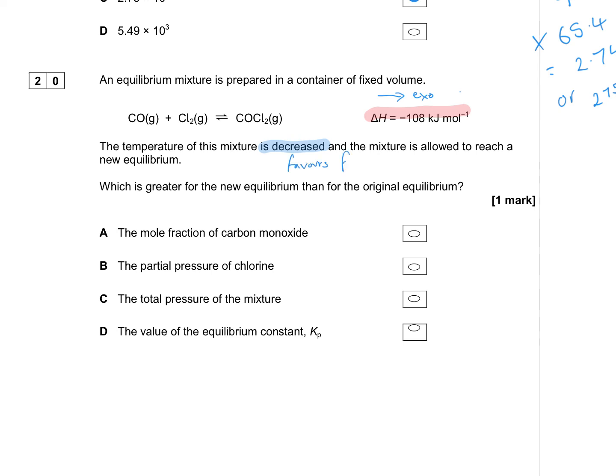if we decrease the temperature, it's going to favour the forwards reaction because it's exothermic. So then you're looking at which one of these would be greater if the forwards reaction's favoured. So we're not going to get an increased mole fraction of carbon dioxide or the partial pressure of chlorine, and the total pressure of the mixture isn't going to be greater, but the value of the equilibrium constant, Kp, would be greater. Now this is because the equilibrium constant is the concentration of the products divided by the reactants, and if you've increased the number of products, then the number on the top is bigger, therefore Kp is bigger.